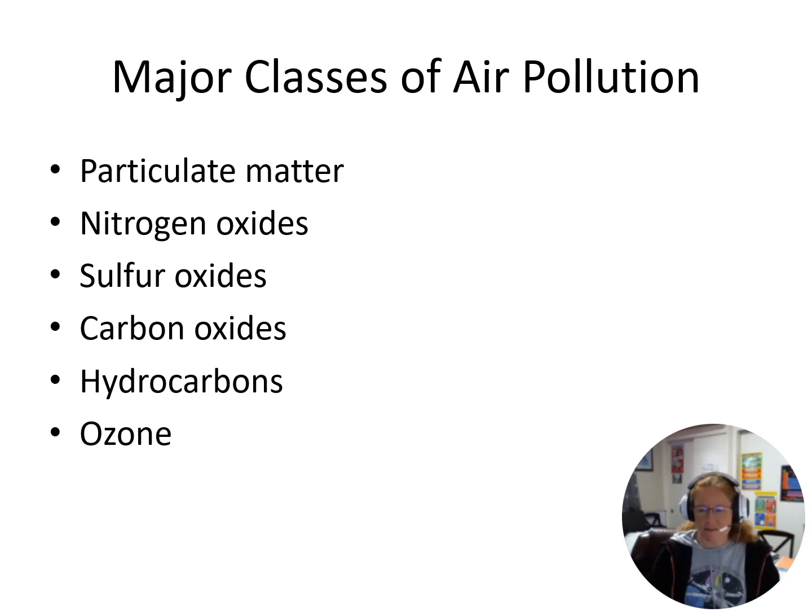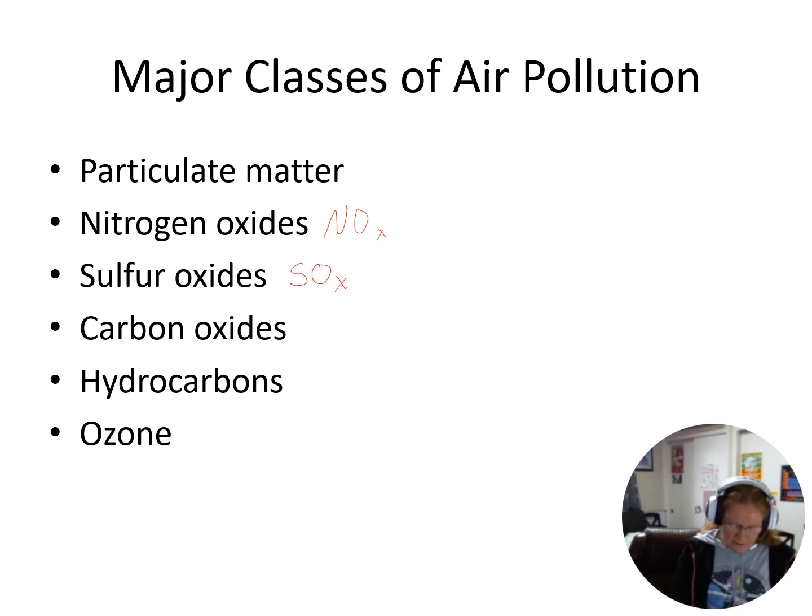Nitrogen oxides, so compounds that contain nitrogen and oxygen. Sometimes you'll see them abbreviated as these NOx compounds because there's various different nitrogen oxides, and so the X there stands for various different numbers of oxygens. Same thing with sulfur oxides. We have sulfur with some number of oxygens, carbon with some number of oxygens.